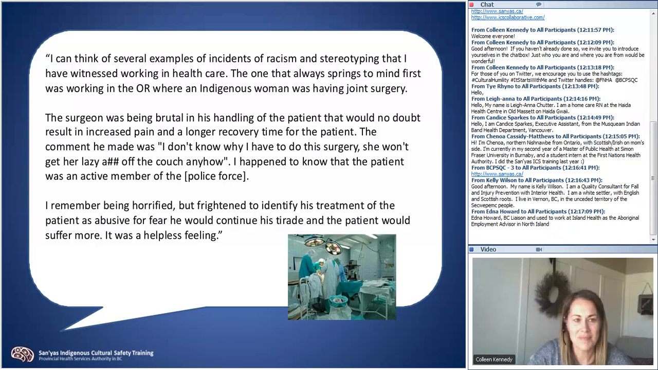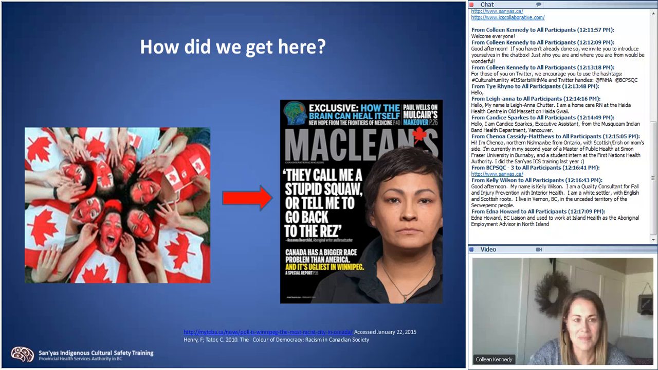Difficult to read and hear, but let's unpack this example. Let's take a look at how we got to this place. So how did we get here? To answer this question, we can start by thinking about what it means to be in Canada. On one hand, on the left, we see an image of Canada as a model of liberal ideals of democracy, equality, tolerance, multiculturalism, harmony, accommodation, and so on.